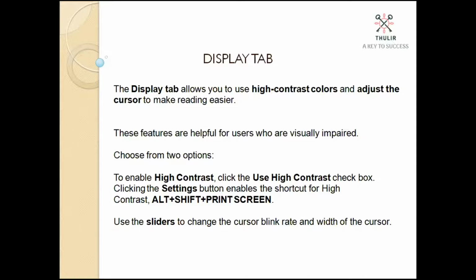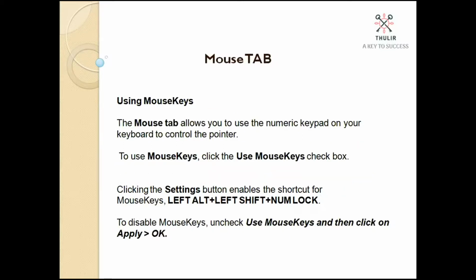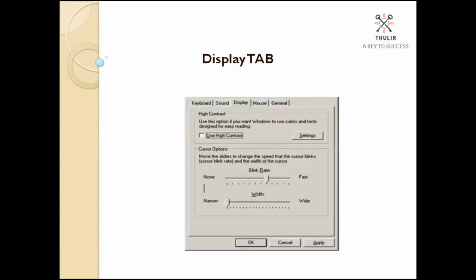In that case, if I press Alt, Shift and Print Screen at the same time, all the background in your windows will go black, so that the things in front of the windows will be highlighted properly. This will also be understandable when I show it practically to you. So that is the only option we have: use high contrast.